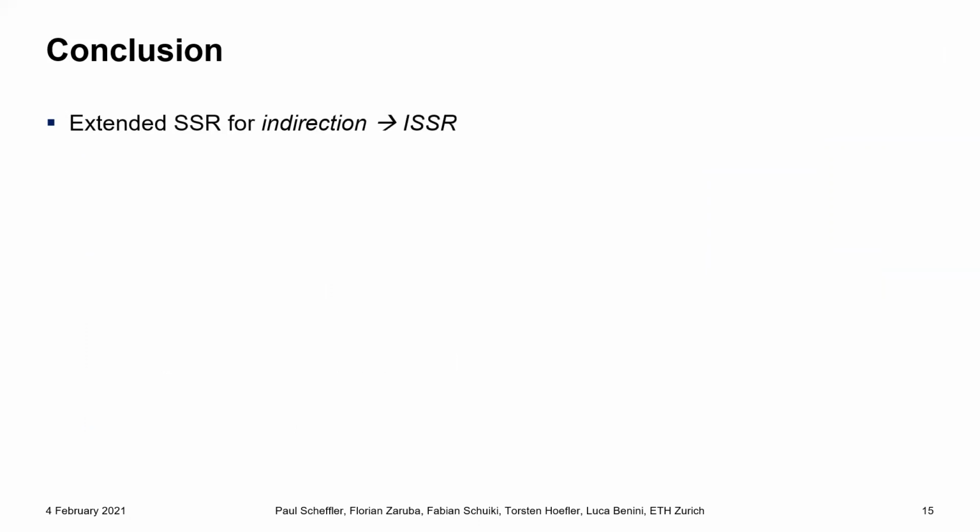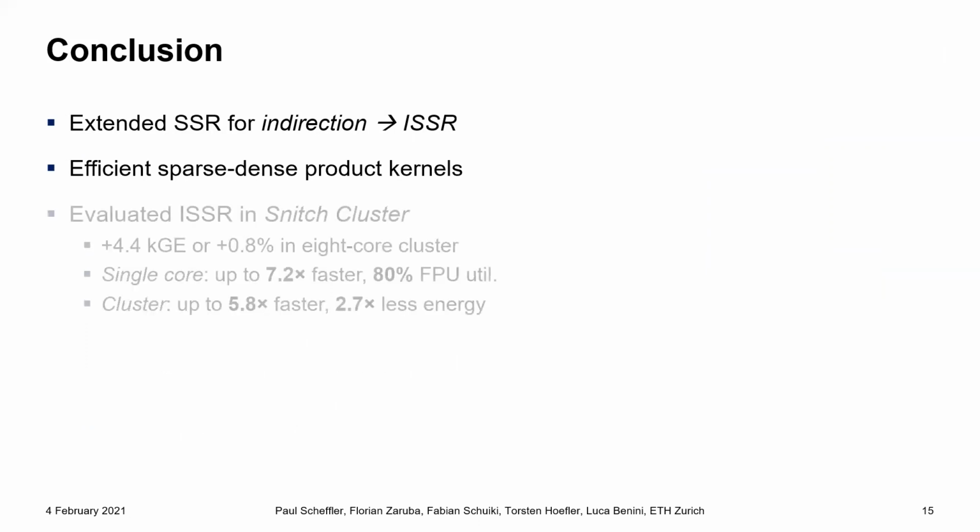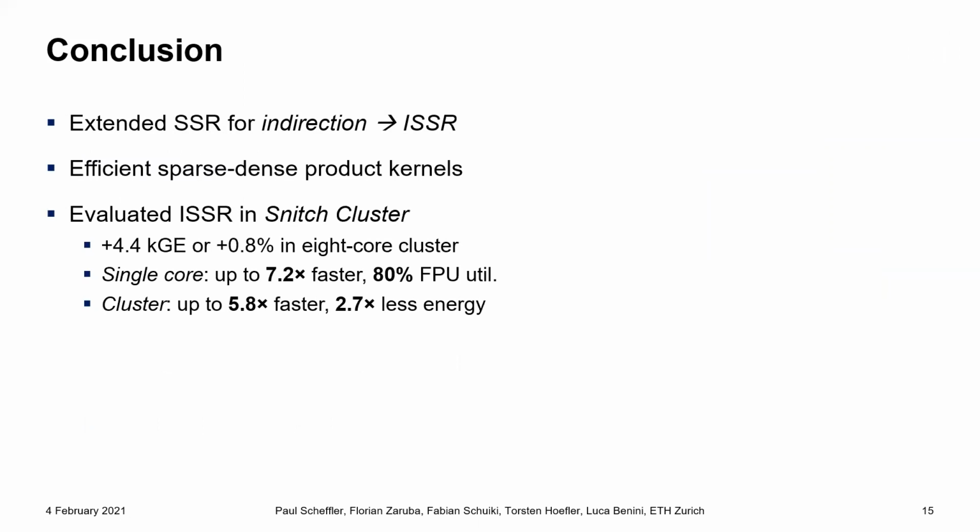So now, a short conclusion on the work. We extended SSRs for indirection, yielding indirection stream semantic registers, or ISSRs. We propose efficient sparse-dense product kernels for these ISSRs. We evaluate ISSRs in the Snitch cluster and show that they have a very small area footprint, only 4.4 kGE per address generator extension, or 0.8% in an 8-core cluster for a minimal configuration for sparse-dense linear algebra. In the single-core case, we see that for sparse-dense linear algebra, we are up to 7.2 times faster than a RISC-V baseline, with up to 80% FPU utilization. And in the cluster case, we are up to 5.8 times faster than the RISC-V baseline, with up to 2.7 times less energy needed.